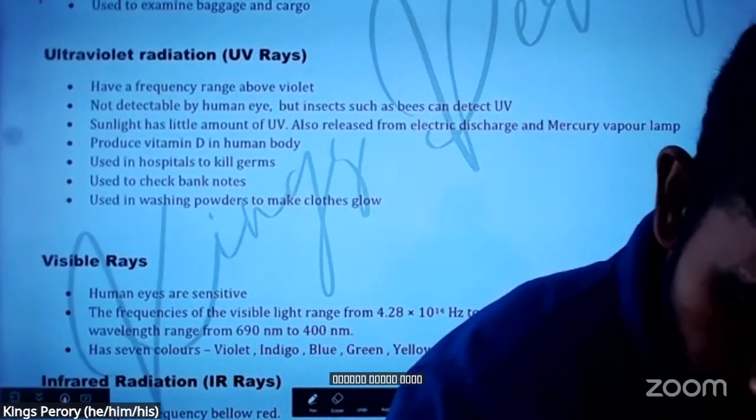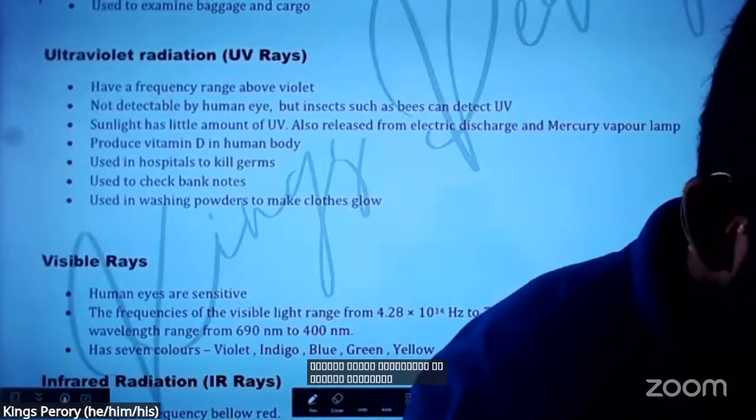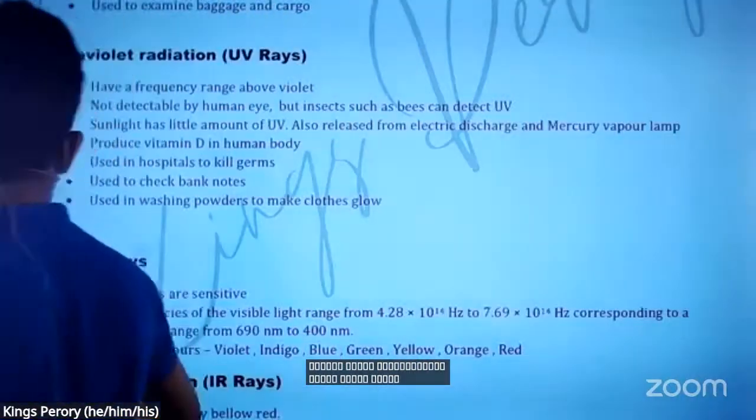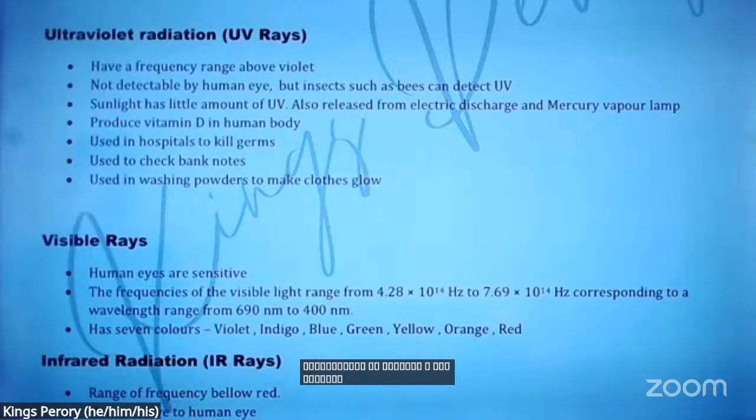Ultraviolet radiation (UV rays) have a frequency range above violet, not detectable by human eye, but insects such as bees can detect UV. Sunlight has little amount of UV, also released from electric discharge and mercury vapor lamp.